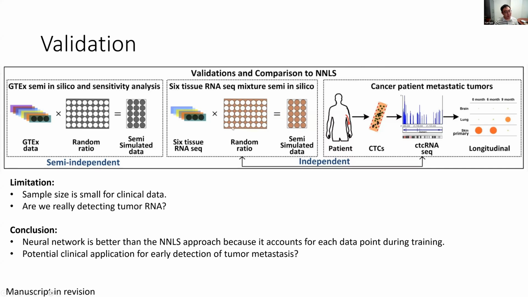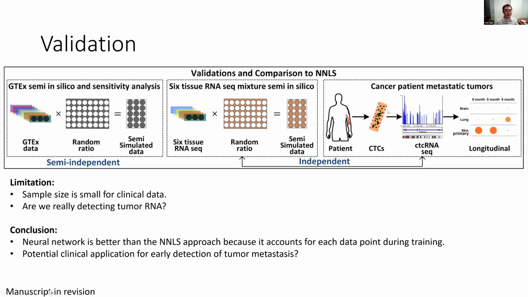And then the second one is actually I went to the tissue repository back in New Mexico. I asked for normal tissue instead of cancer tissue. So we obtained 6 different tissue types, and then we did a similar thing. We mixed the tissue types into different combinations, we sequenced it, and then we also could conduct a semi-simulated data set.